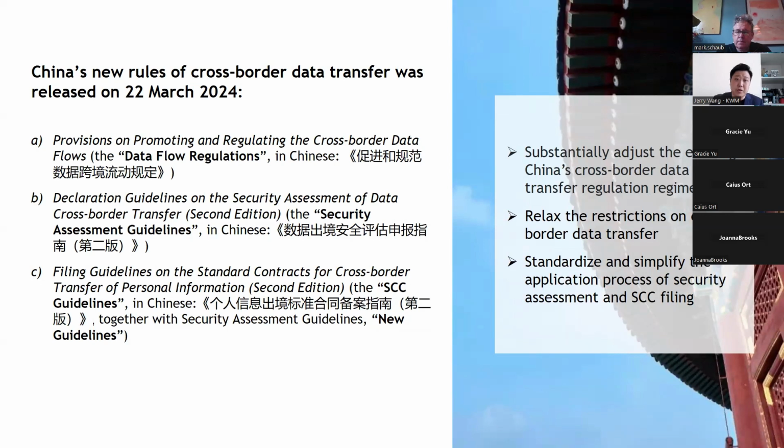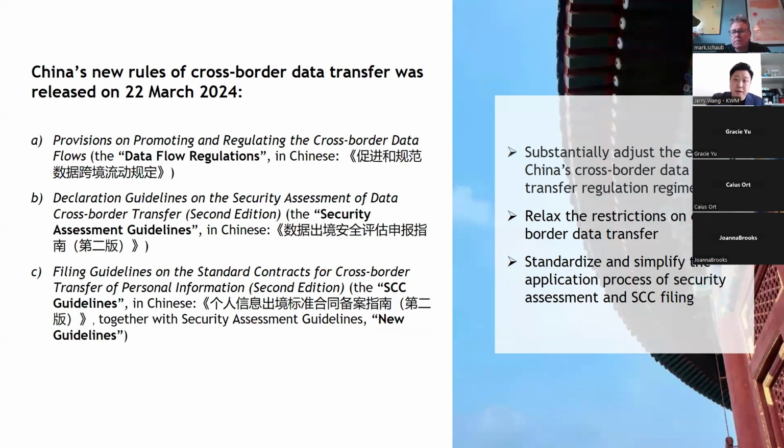The first route is the security assessment. This is carried out by the central CAC, and it is the strictest path for data export. The security assessment is mainly for companies transferring a massive amount of personal information, or even where no personal information is involved, but they are transferring some non-personal information with a certain level of sensitivity.